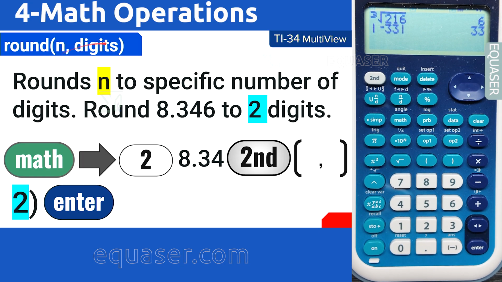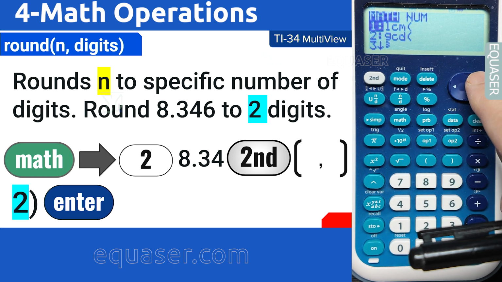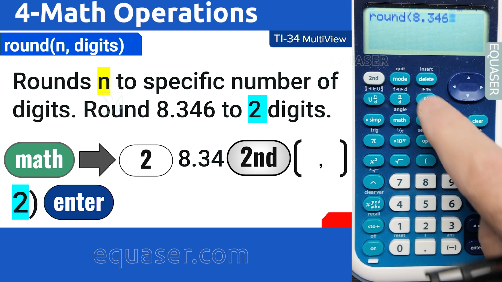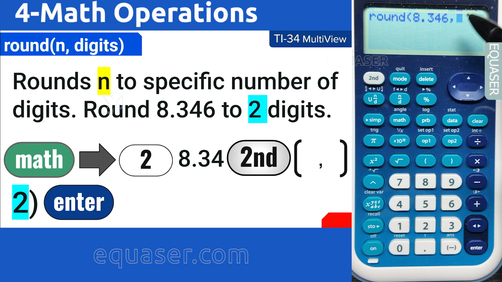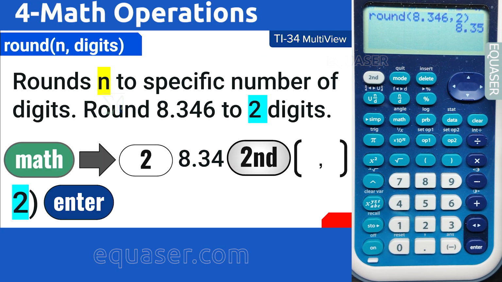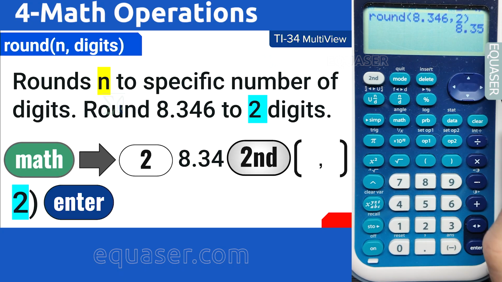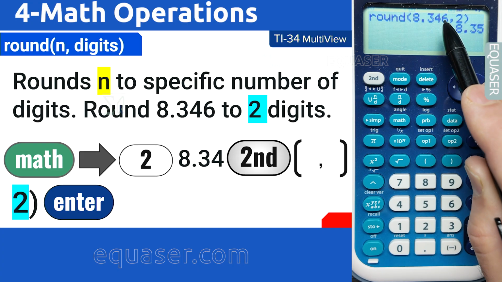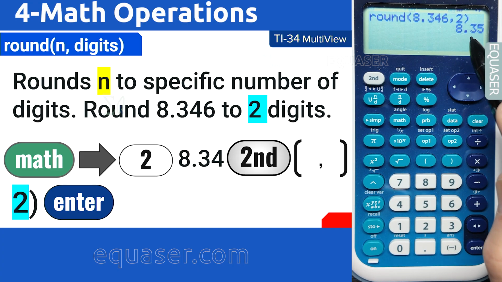And round n and digit rounds n to a specific number of digits. For example, rounding 8.346 to 2 digits. Now let's press math, go to number, and then number 2, round, and 8.346, and then second function, comma, 2 digits. Close it. Now it has been rounded to 2 digits. You see it's 5 because 4, 6. 6 is rounded. 4 has been rounded up because of the 6.